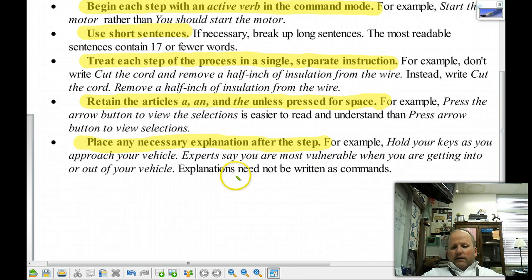So, explanations do not need to be written as commands. We're not starting with a strong verb. We're just telling them why they should be doing what we have just explained to them to do.